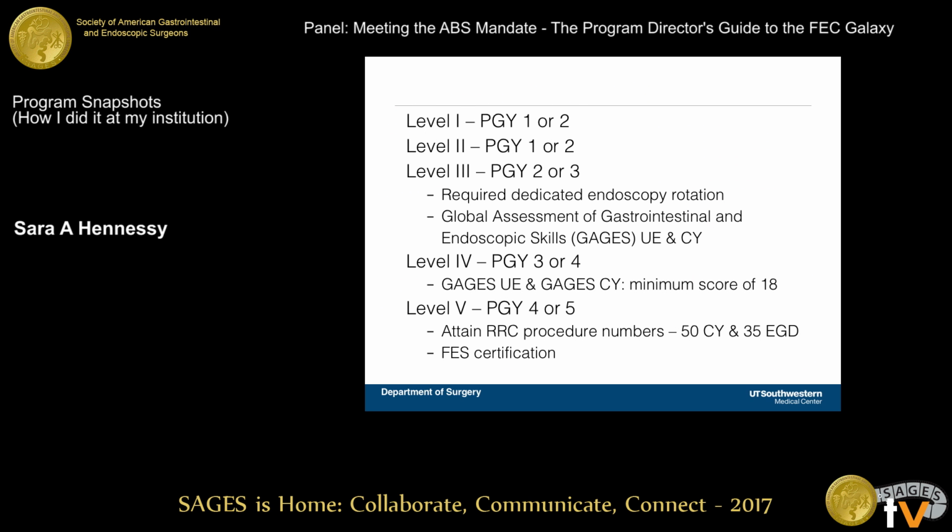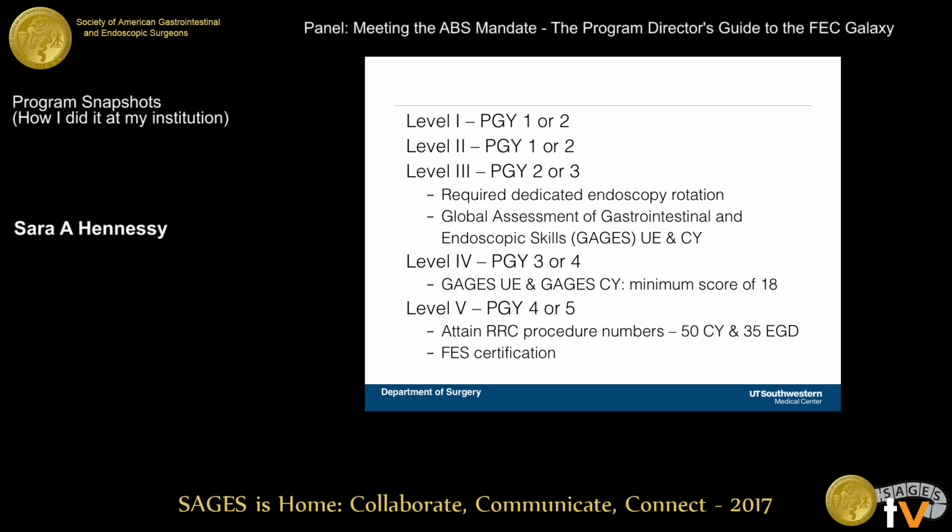They have 5 levels in the FEC curriculum by the ABS. Level 1 is to be finished by the PGY1 to PGY2 level year, and level 2 again in PGY1 to 2 years. And in these 2 levels, it's really didactic and cognitive milestones, and then learning about the endoscopy cart, the endoscope, the setup, and kind of the basics of endoscopy.